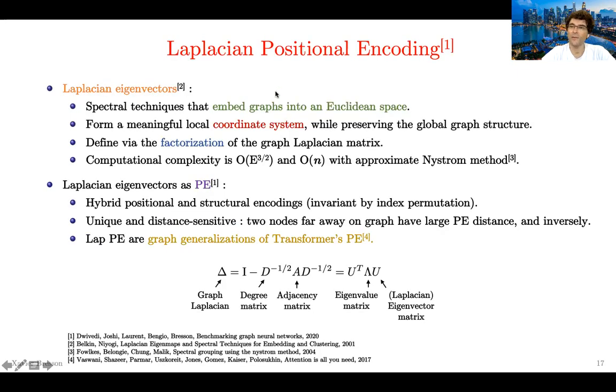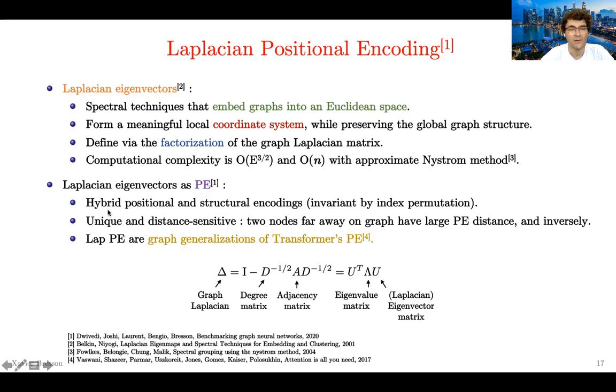So for this, we proposed last year Laplacian positional encoding. They are based on the Laplacian eigenvectors. They are spectral techniques that embed graphs into Euclidean space, and they form this way coordinate systems that basically preserve the global graph structure. They are defined via factorization of the graph Laplacian matrix, which is here the identity minus the degree-normalized adjacency matrix. If you do the factorization, you will get the eigenvectors and the eigenvalues, and the eigenvectors are the positional encoding that we used last year.